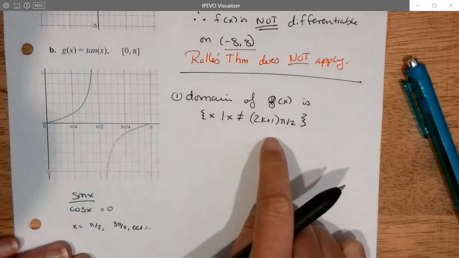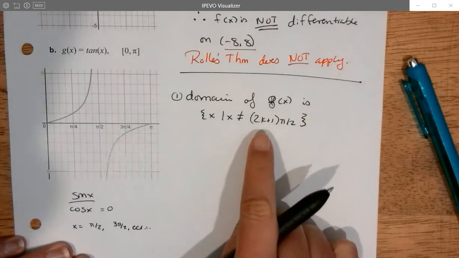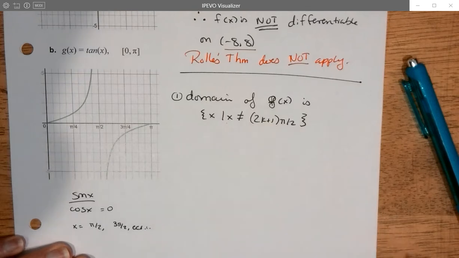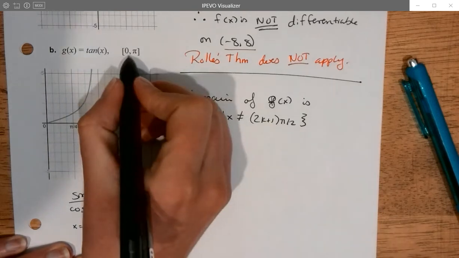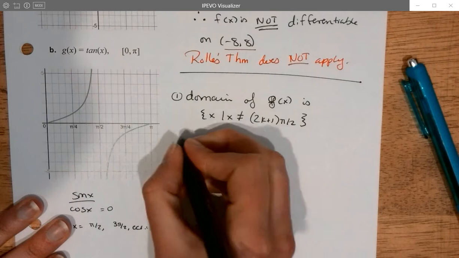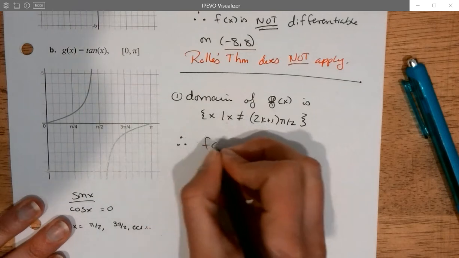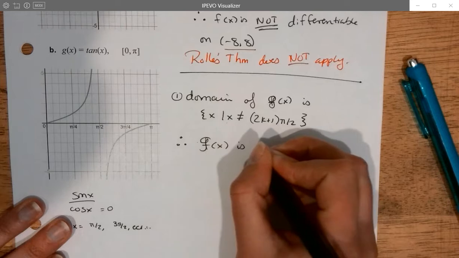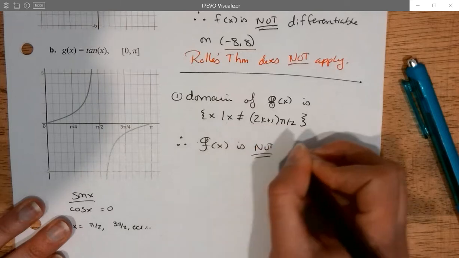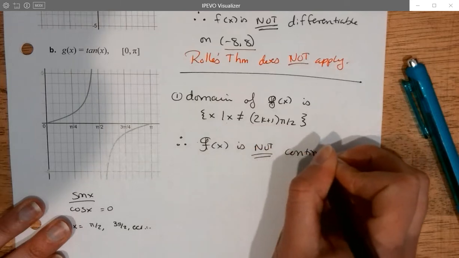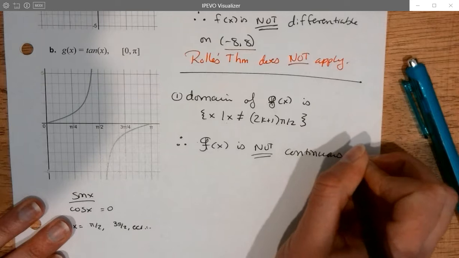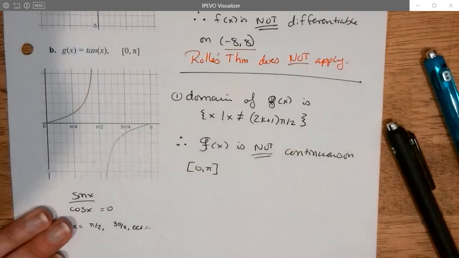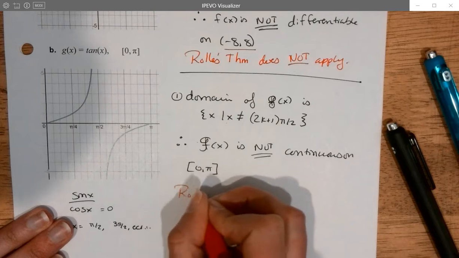Now, if our interval of interest happened to not include one of those pi half values, then we'd be okay. However, pi halves is in the interval 0 to pi. So we have to conclude that, I keep wanting to call it f, this is g, g of x is not continuous on the interval 0 to pi. Okay, so Rolle's theorem does not apply.